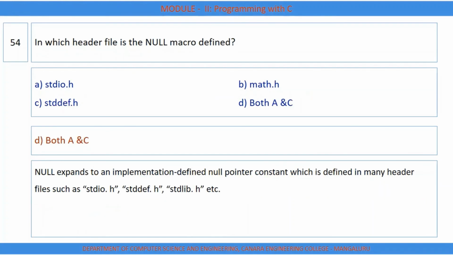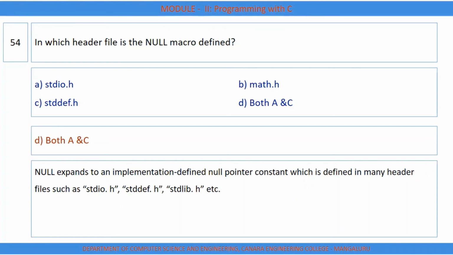In which header file is the NULL macro defined? Option A, stdio.h. Option B, math.h. Option C, stddef.h. Option D, both A and C. Answer is option D, both A and C. stdio.h and stddef.h are used to define various variable types and macros, whereas math.h is used to define various mathematical functions.